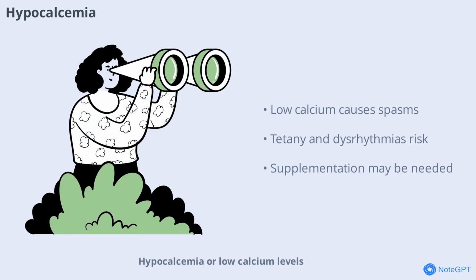Hypocalcemia, or low calcium levels, is a direct result of hyperphosphatemia in tumor lysis syndrome. As phosphate levels rise, calcium binds to it and is removed from circulation. This can cause symptoms such as tingling, muscle spasms, tetany, and even cardiac dysrhythmias. Calcium supplementation may be necessary in severe cases to restore normal levels and prevent complications.